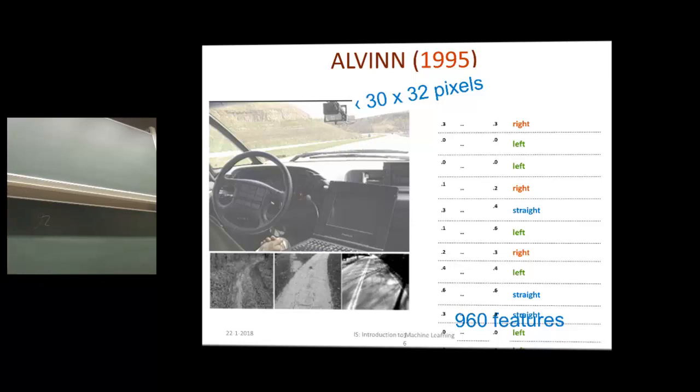But basically all it had was a camera that was taking a very, very bad picture, 30 by 32 pixels. And it had about 960 features altogether to identify where a street was. And basically all it did was command go straight, left, right. So it was a classification problem of a situation where we had 960 features, 960 values that were measured at each decision point.